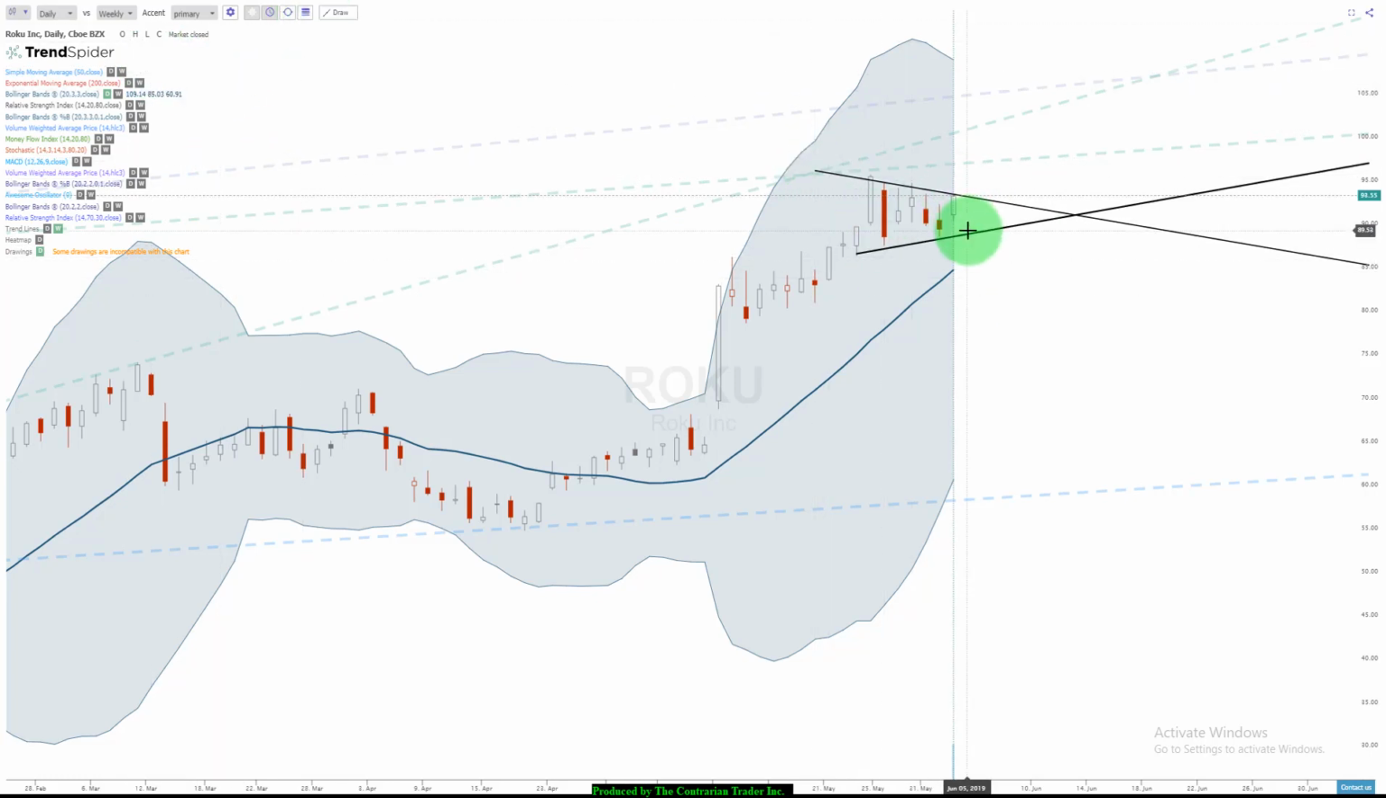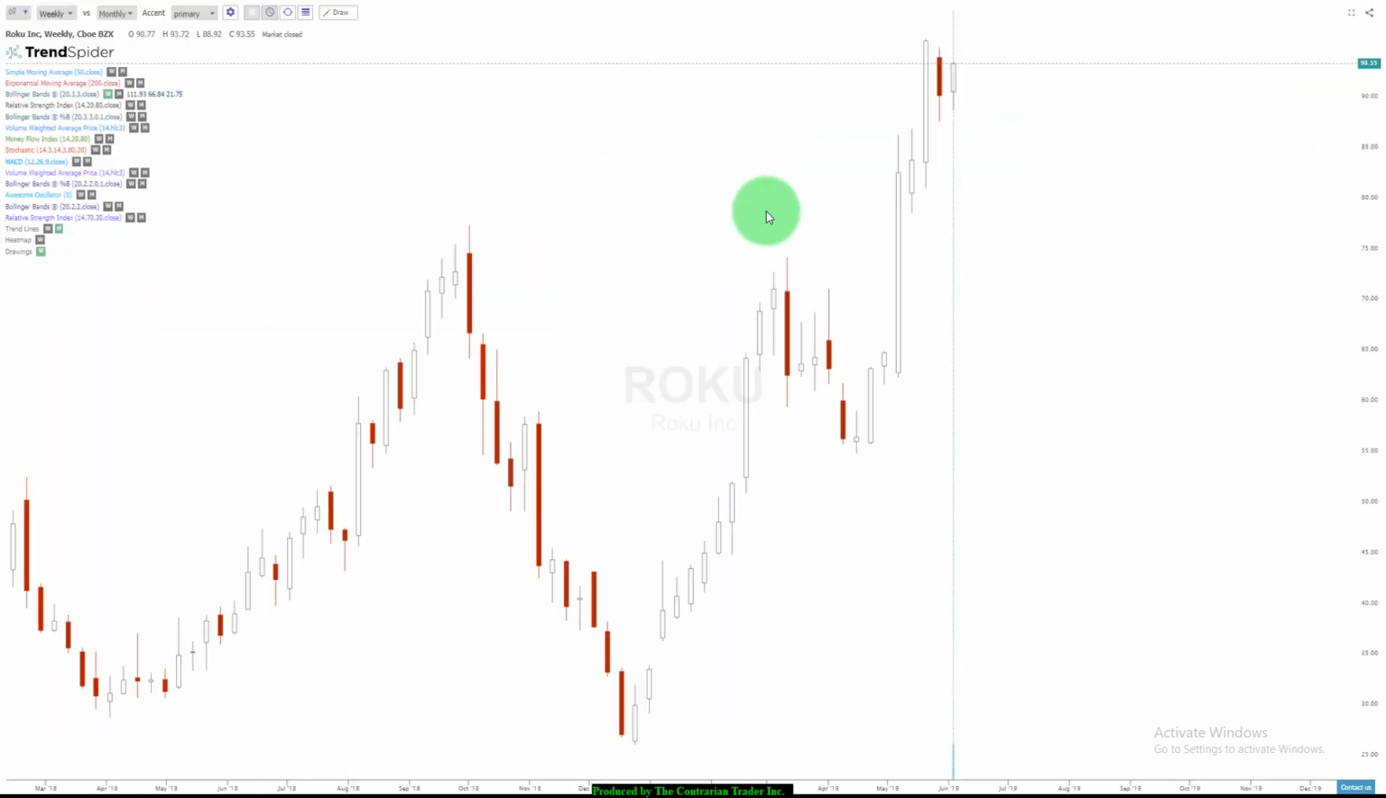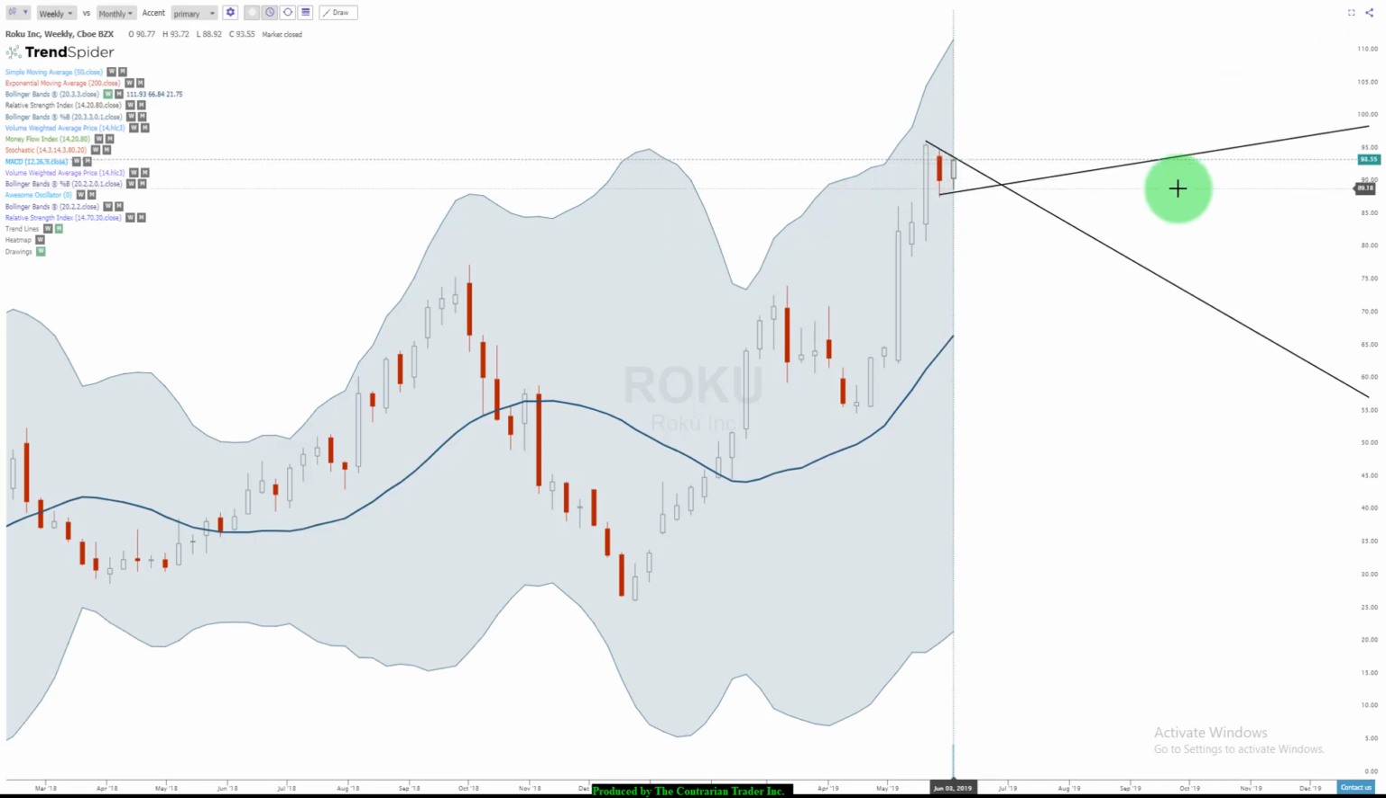Again, here is that triangle formation. You have it on a daily basis. You also have it on a weekly basis. This is a really great chart.